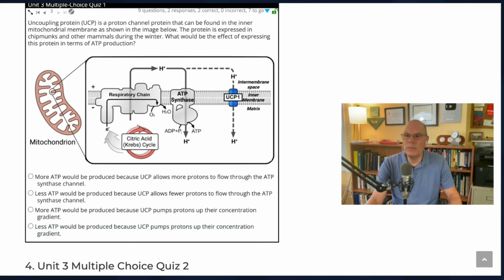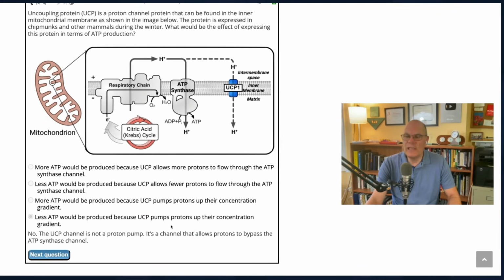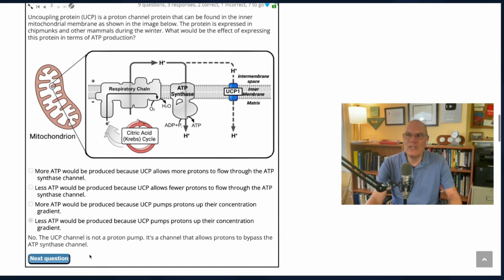I'm going to deliberately choose a wrong response. I chose less ATP would be produced because UCP pumps protons up their concentration gradient. And the feedback that you're getting is no, the UCP channel is not a proton pump. It's a channel that allows protons to bypass the ATP synthase channel. That's the kind of hint you get in response to wrong responses on learn-biology.com. We might see this question again, depending on how many questions we do.